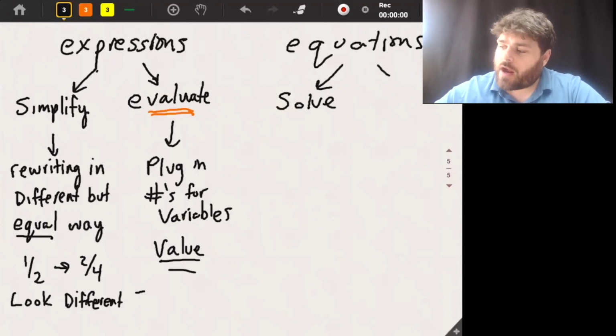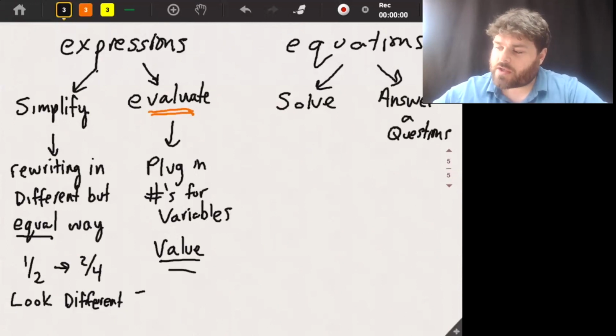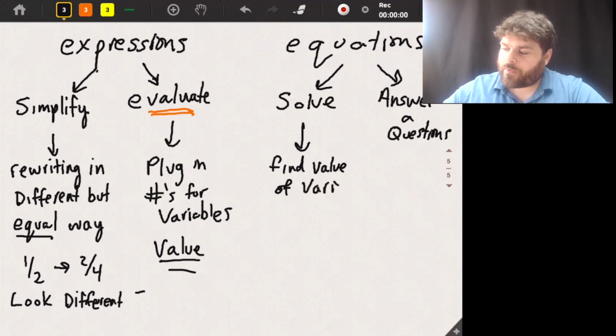The other option is you're going to answer a question. Okay, so those are kind of your two choices. You're either going to be solving or answering a question. So let's focus on solving. All right. So you're going to find the value. Again, what does value mean? Number, right? Value of the variable. So you're going to say, okay, x is equal to 10 in this equation.